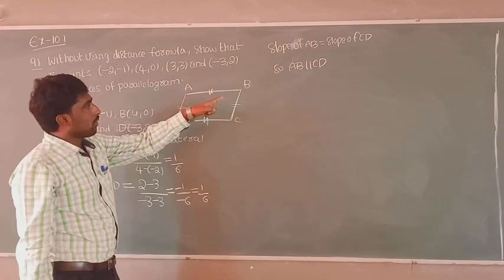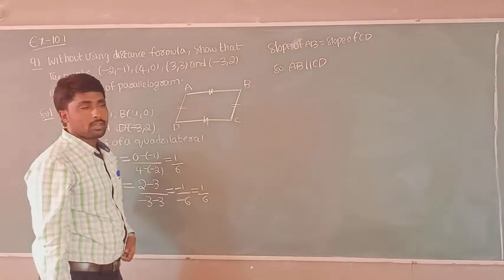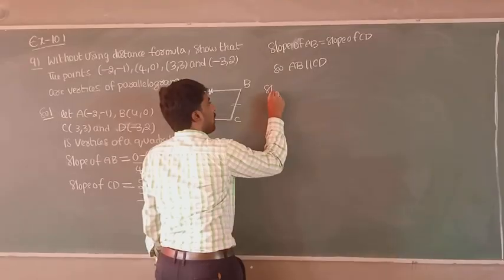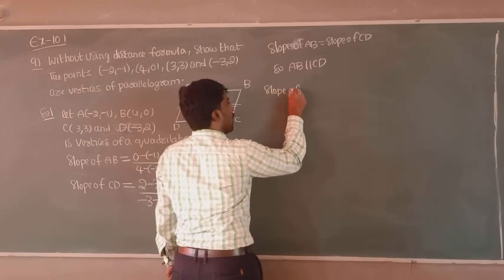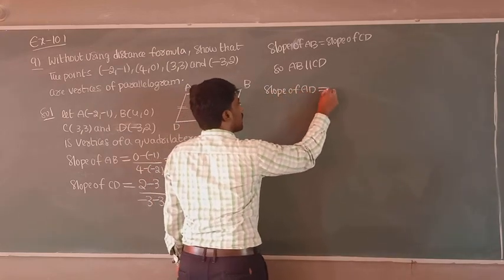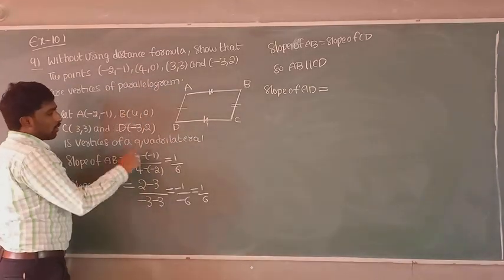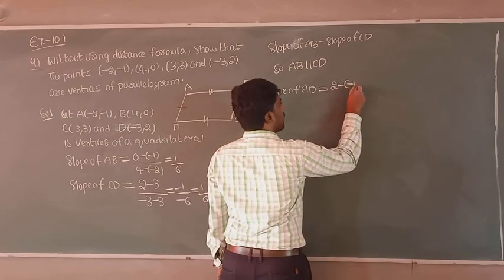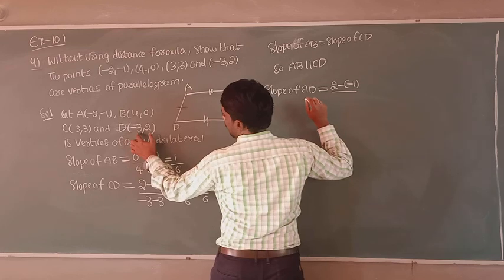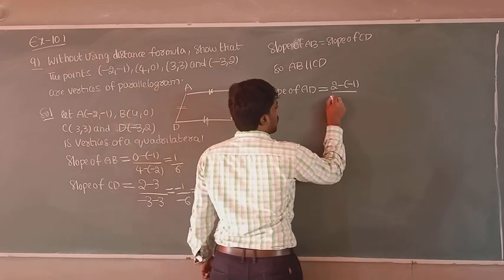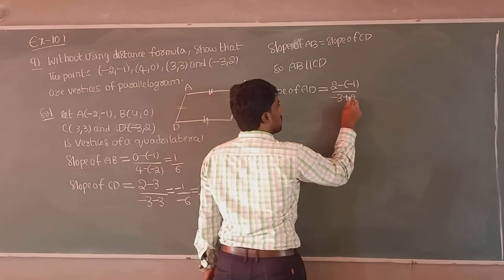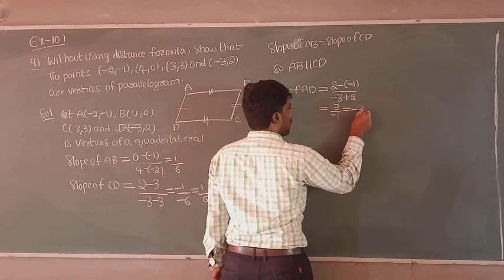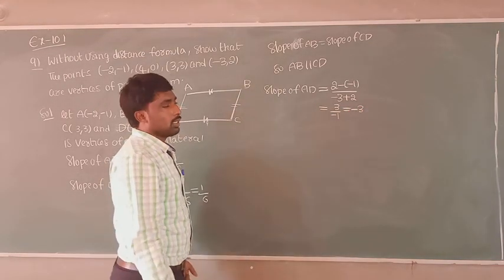Now here what I proved is that the slope of this line equals the slope of this line. Next I have to prove the slope of AD equals the slope of BC. Slope of AD is y2 minus y1, 2 minus (-1), by x2 minus x1, -3 minus (-2). What will I get here? -3 plus 2. So I am getting 3 by -1, which is equal to -3. Slope of AD is -3.